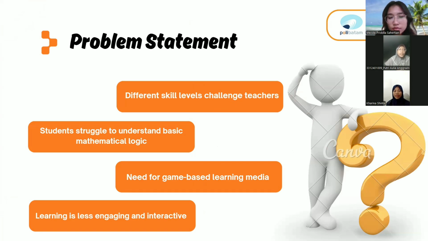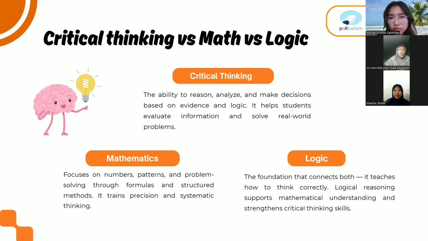To design an effective solution, we first need to understand how logic connects to mathematics and critical thinking. Critical thinking helps students reason and make decisions based on evidence. Mathematics trains structure and precise problem solving, and logic acts as the bridge between them. It strengthens both math skills and critical thinking. By improving logical thinking, students become better problem solvers in both math and real life.